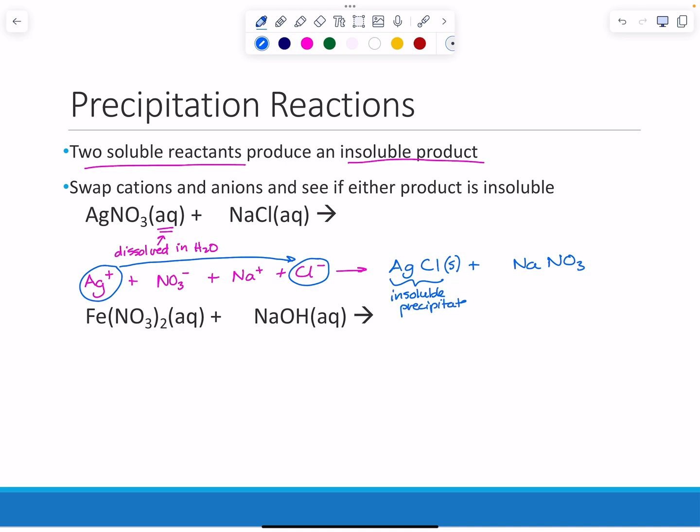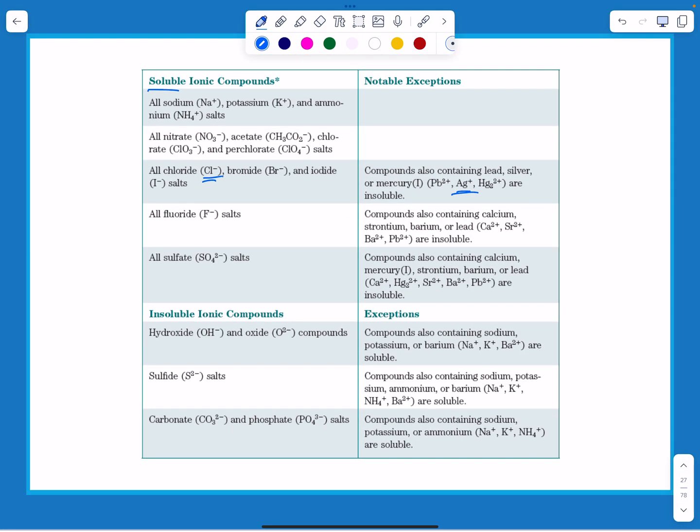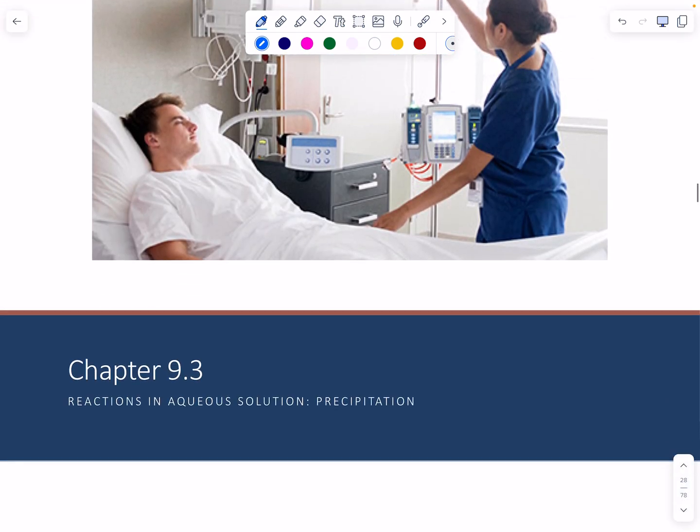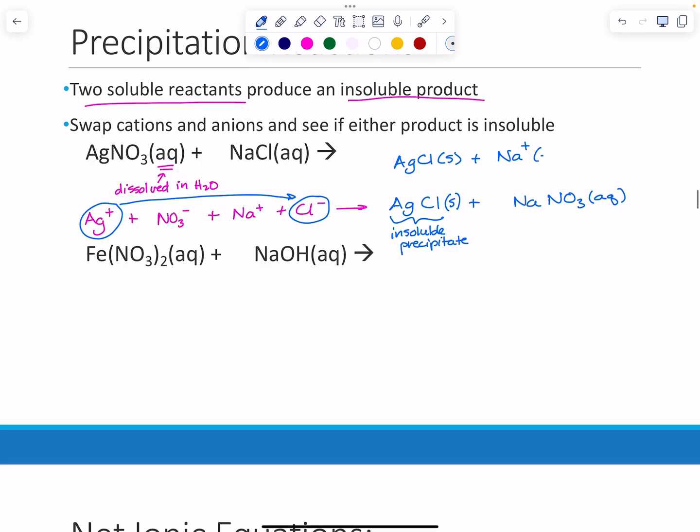Then we'd look at sodium nitrate. Everything with sodium is soluble, and all of our nitrate compounds are soluble, no exceptions. So this is going to be aqueous. What that means is what we actually have in solution is silver chloride solid, and sodium and nitrate ions floating around in solution.